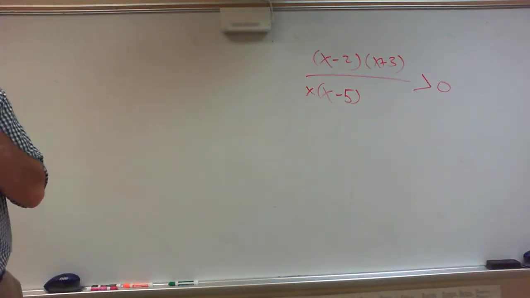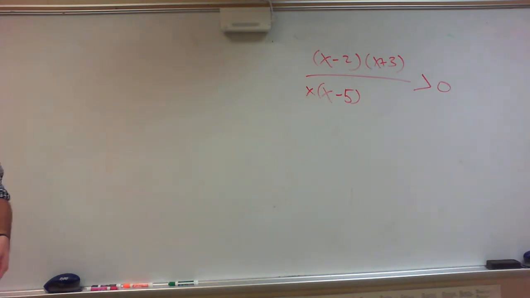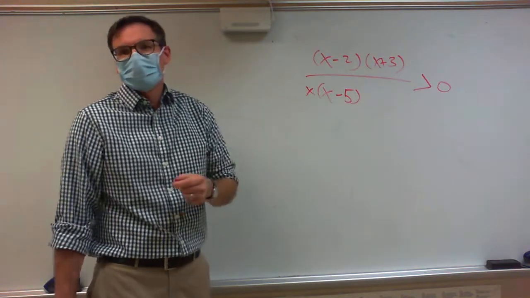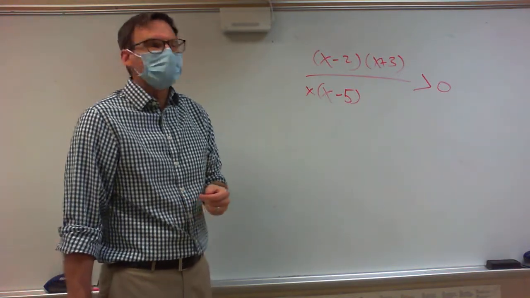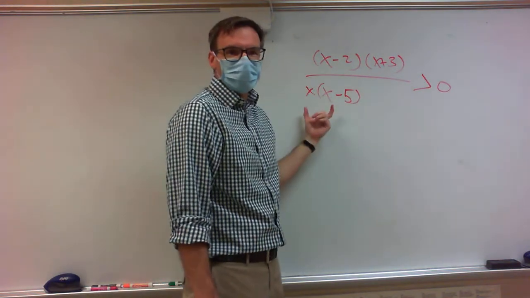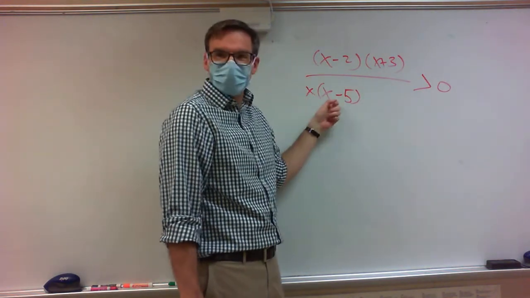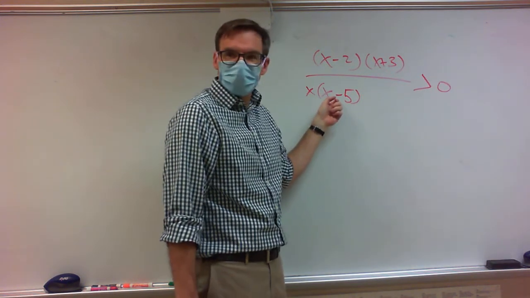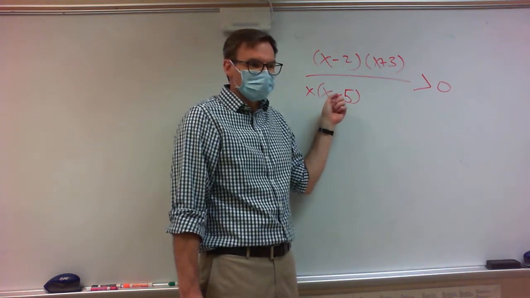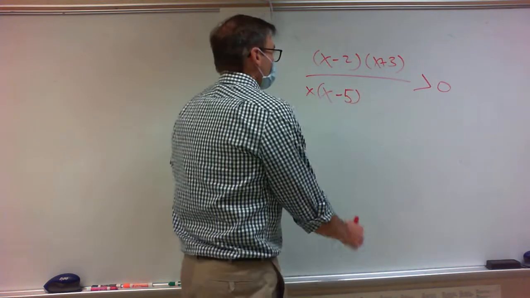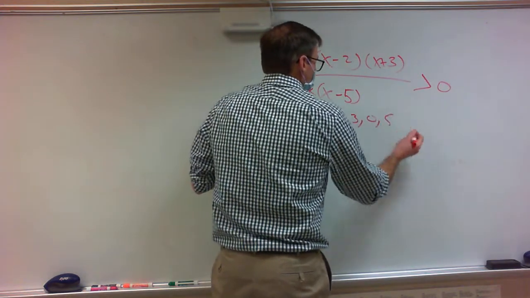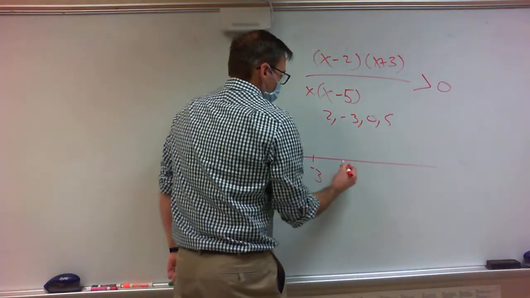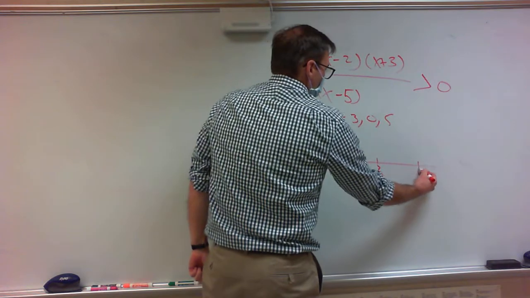All right. So how do you do it when there's a bunch of stuff? Same way. What are your boundary points? What makes the top 0? What makes the bottom 0? 2, negative 3. All right, what else? 0 and negative 5. Does everybody see those are your boundary points? Positive 5, yeah. Is everybody okay with that? So our boundary points are 2, negative 3, 0, and positive 5. So we're going to put those on our number line. All right, so negative 3, here's 0, here's 2, and here's 5.